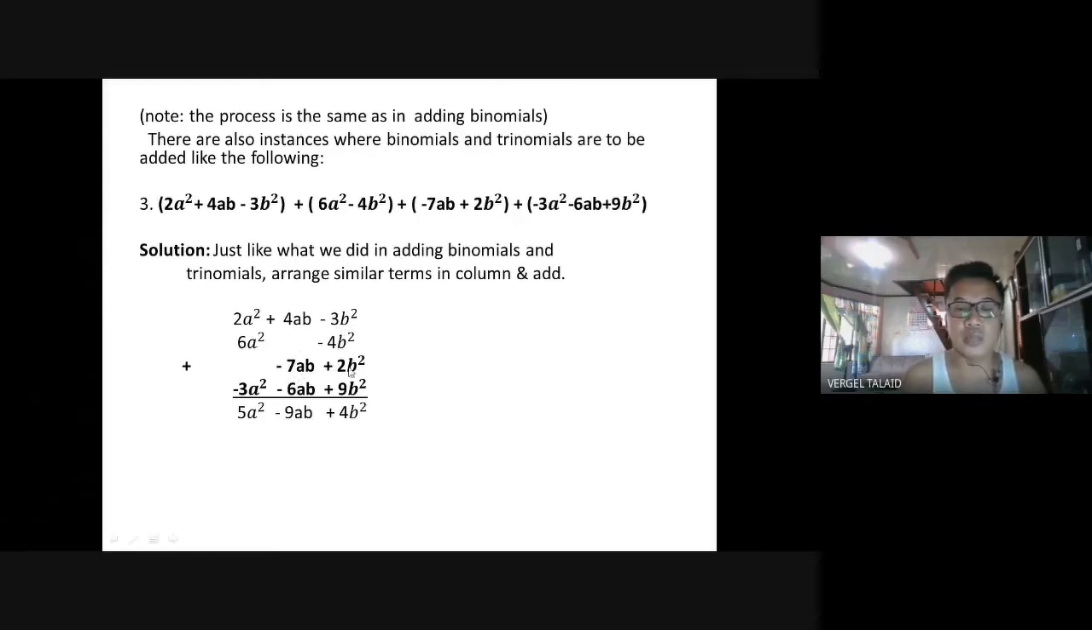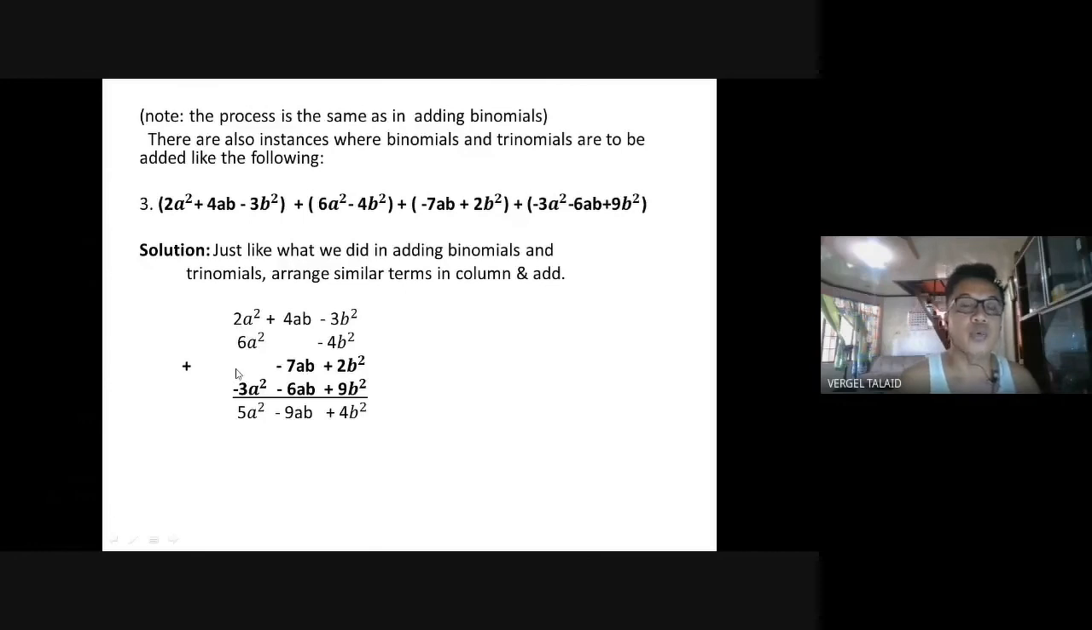Positive 2b squared goes with negative 4b squared and negative 3b squared. Negative 3a squared is aligned to 2a squared and 6a squared. Negative 6ab is aligned with negative 7ab, while plus 9b squared is with the 2b squared. So take note, we are simply collecting similar terms having the same literal coefficient. We are going to arrange these terms in column so that it is easy for us to add. This time we are adding multiple terms.